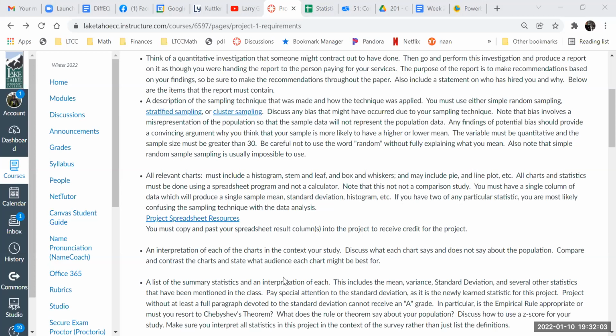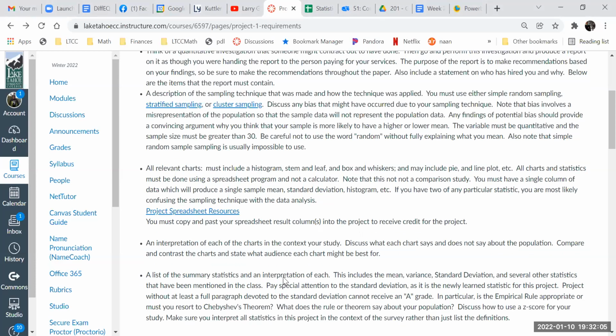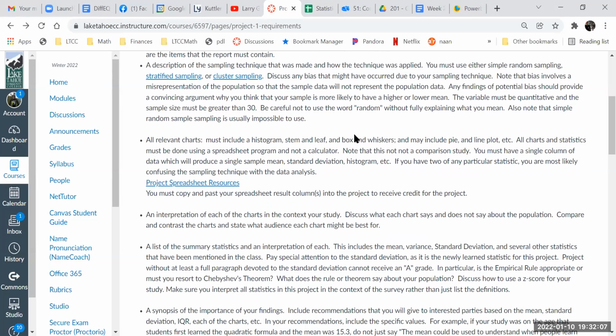All right. You also have to have an interpretation of each of the charts. Discuss what each chart says, and doesn't say, about the population. Compare and contrast the charts and state what audience each chart might be best for. And talk about, again, throughout the whole paper, how your client is going to use this chart to make a decision. What decision will the client make after seeing this chart?